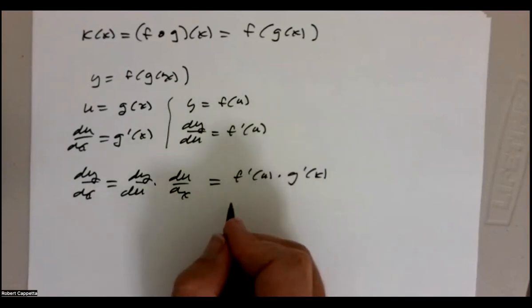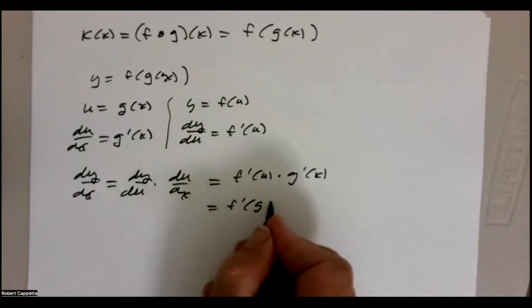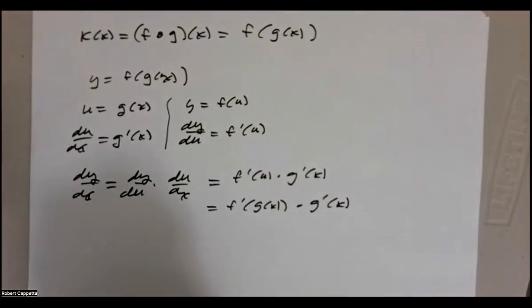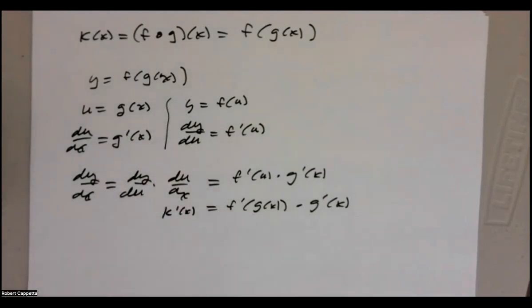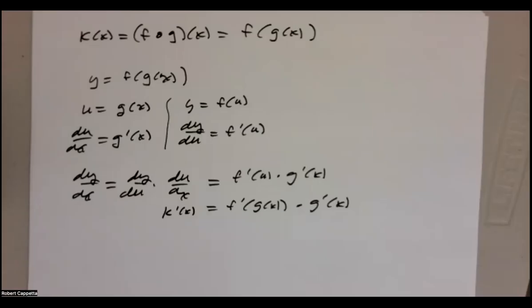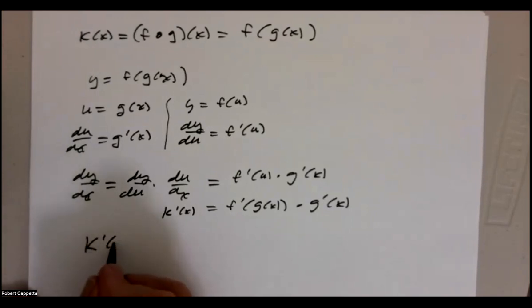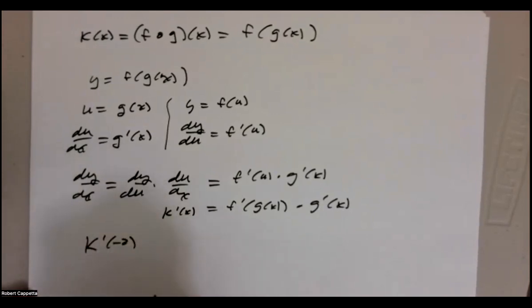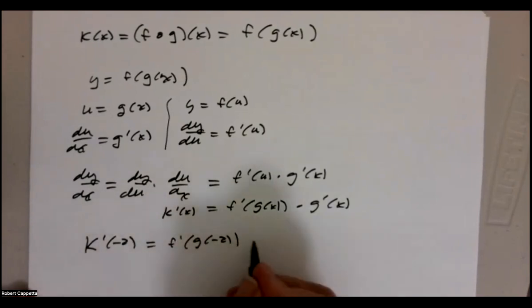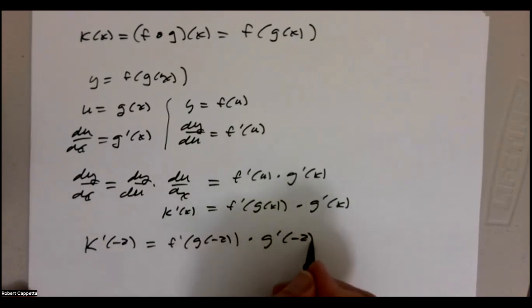But what is u? U is g of x, so f prime of g of x times g prime of x. That is k prime of x, using the formal version of the chain rule. What did I want here? What was the problem looking for? It's looking for k prime of negative 2. So what is k prime of negative 2? It's f prime of g of negative 2 times g prime of negative 2.